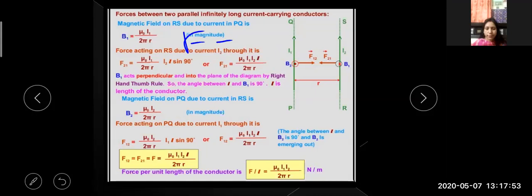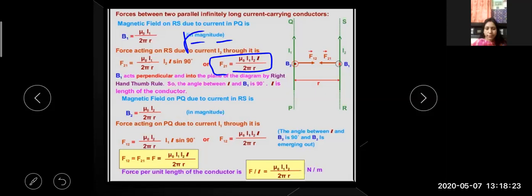Here the conductor carrying current is placed perpendicular to the direction of magnetic field, so we have taken a 90-degree angle, right? So it will be mu naught I1 upon 2 pi R into I2 L sine 90, or we can write F21 equal to mu naught I1 I2 L upon 2 pi R. So I hope this is clear to you.